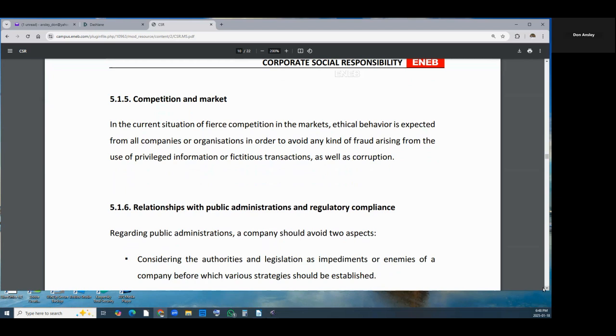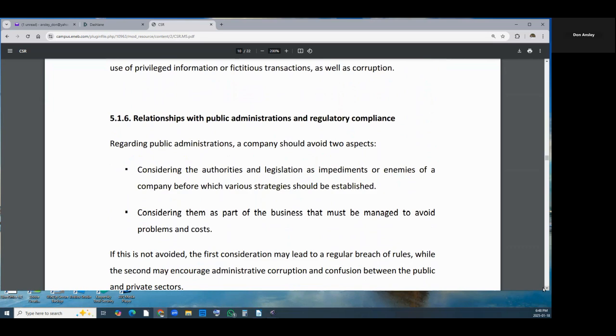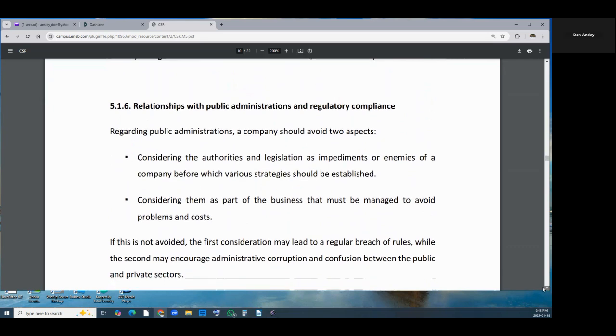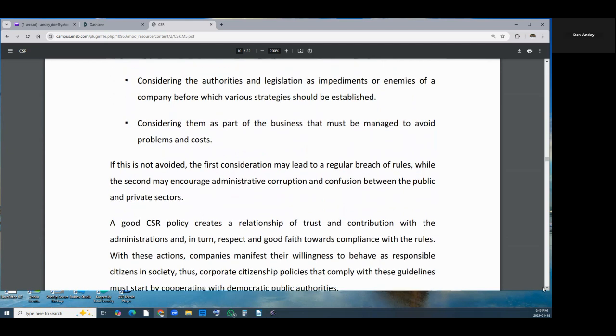Regarding public administrations, a company should avoid two aspects: considering the authorities and legislation as impediments or enemies of a company, before which various strategies should be established, and considering them part of the business that must be managed to avoid problems and cost. If this is not avoided, the first consideration may lead to a regular breach of rules, while the second may encourage administrative corruption and confusion between the public and private sectors.